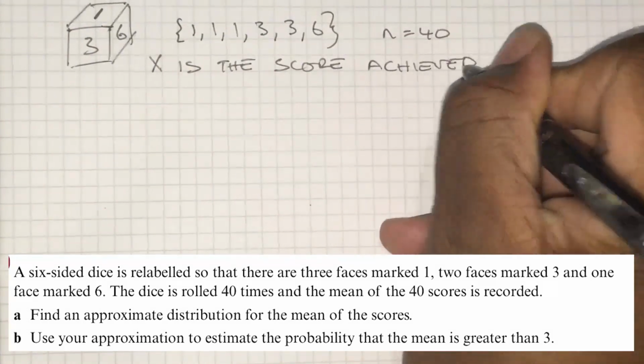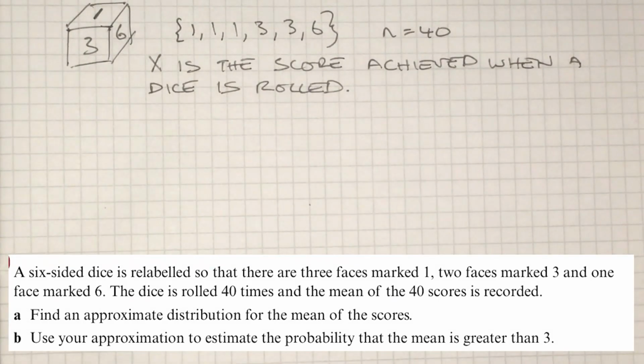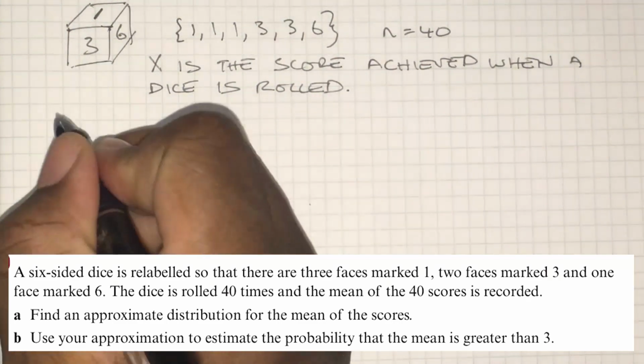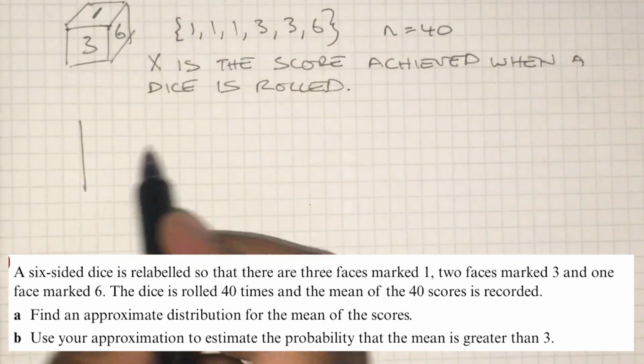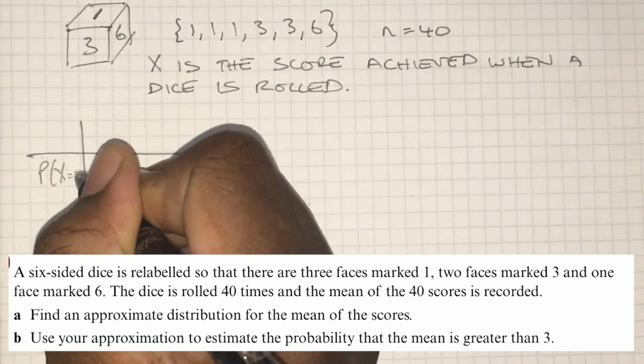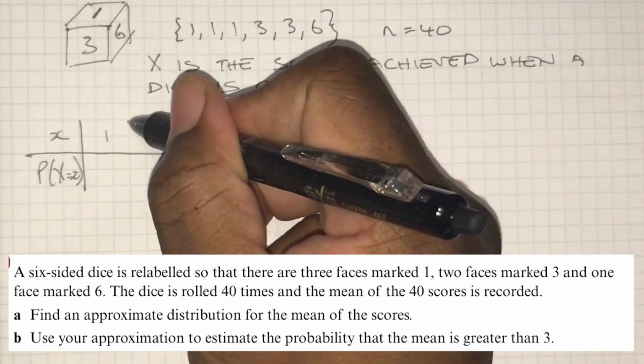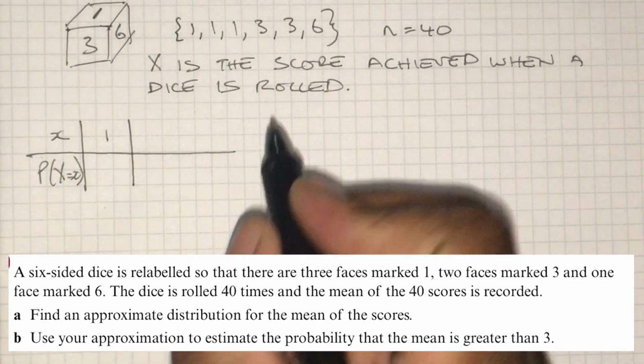So let's just clarify what the random variable is. It's not about the number of successes, it's actually just about the score you get when you roll the dice once. Just to clear that up, some students will look at n equals 40 and start thinking of the binomial distribution, but reading this, it's about the score you got by rolling the dice just once.